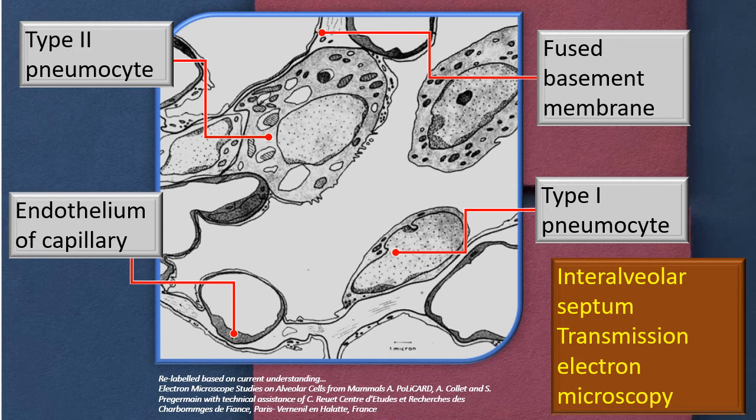First thing, we can see type 1 pneumocyte, fairly thin, and the cytoplasm is extended for a long distance on either sides. At the upper left corner is a type 2 pneumocyte. See the bulging cell into the lumen. You can also see the capillary endothelium in the lower part of the photograph. Most importantly, you can see the fused basement membrane of the capillary endothelium and the type 1 pneumocyte in the upper part of the photograph.